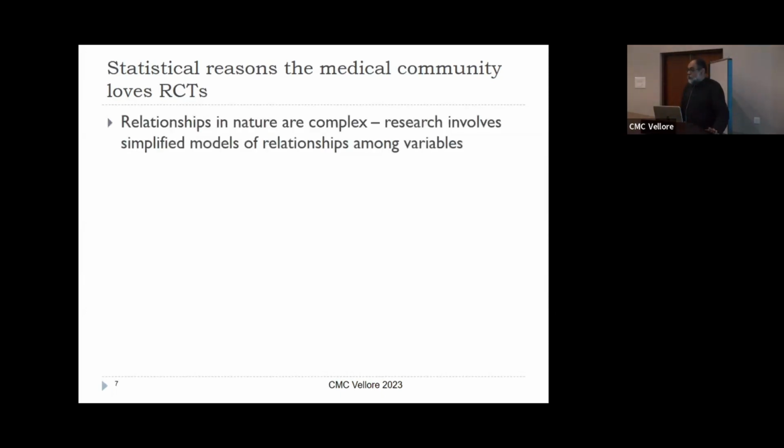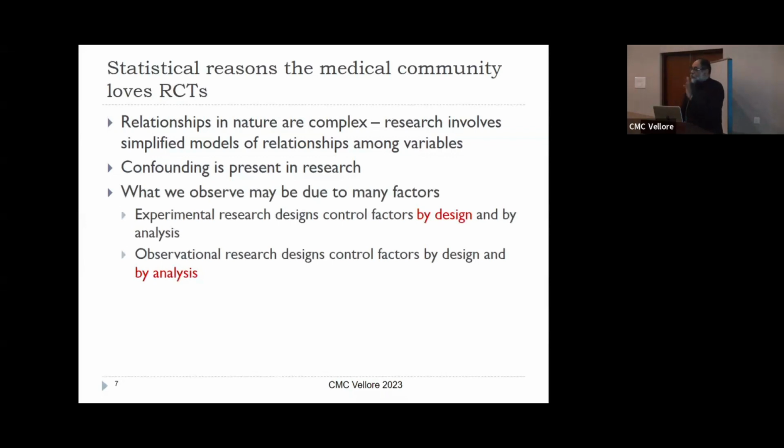Everything is complex. God made the world very complex. We simplify models. The RCT is a simplified model to test one thing. We have confounding everywhere, and all of these confounders may affect what we're observing. So experimental research design controls factors by design. And this is what we like to do. And then maybe if there's some residual confounding, you may deal with it by analysis.